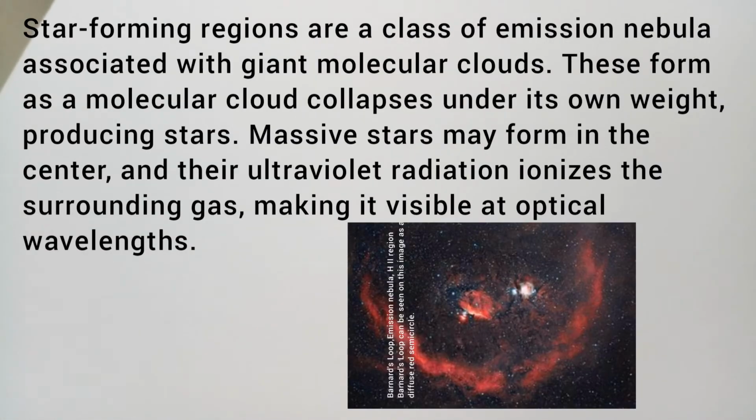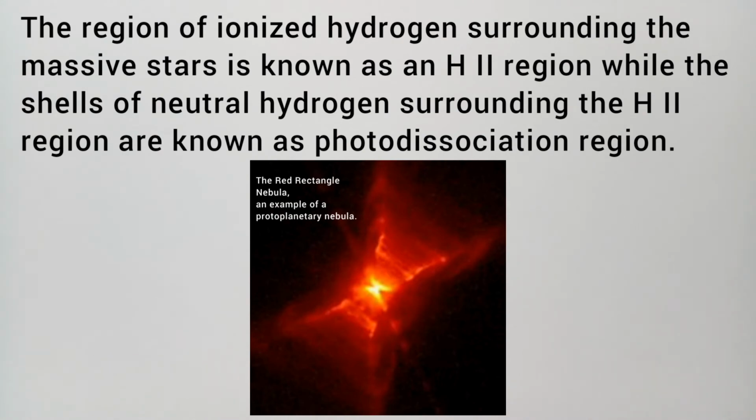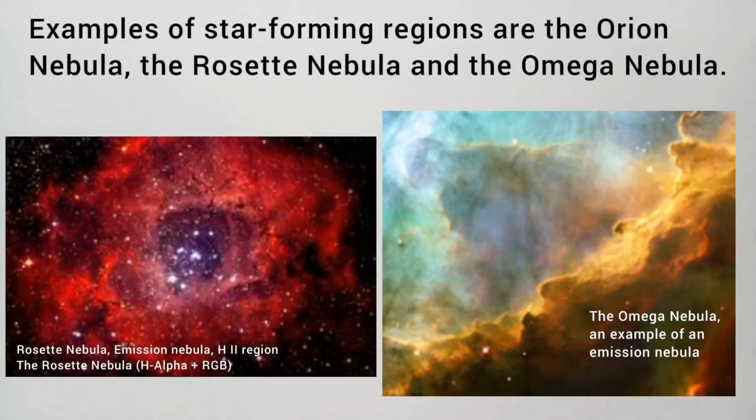Star-forming regions are a class of emission nebula associated with giant molecular clouds. These form as a molecular cloud collapses under its own weight, producing stars. Massive stars may form in the center, and their ultraviolet radiation ionizes the surrounding gas, making it visible at optical wavelengths. The region of ionized hydrogen surrounding the massive stars is known as an H II region, while the shells of neutral hydrogen surrounding the H II region are known as photodissociation regions. Examples of star-forming regions are the Orion Nebula, the Rosette Nebula and the Omega Nebula.